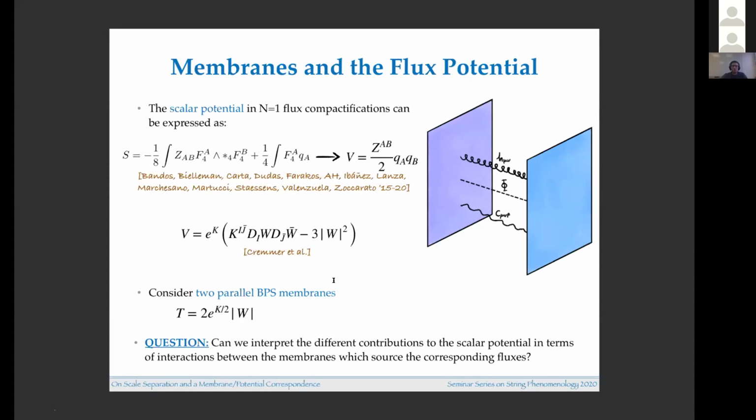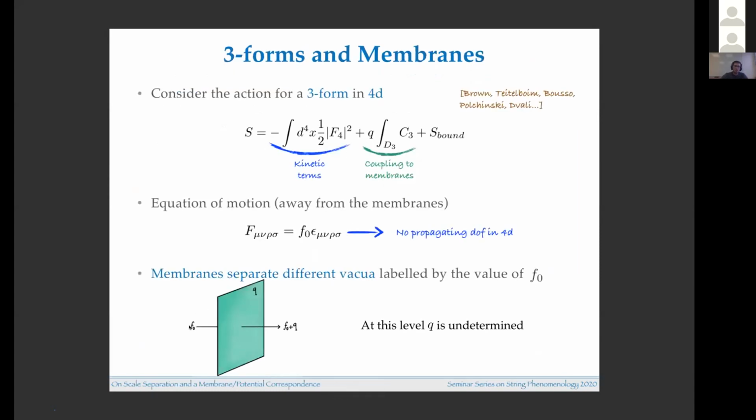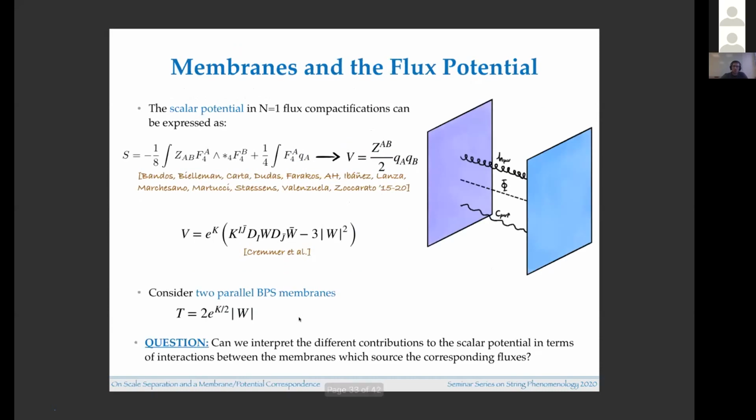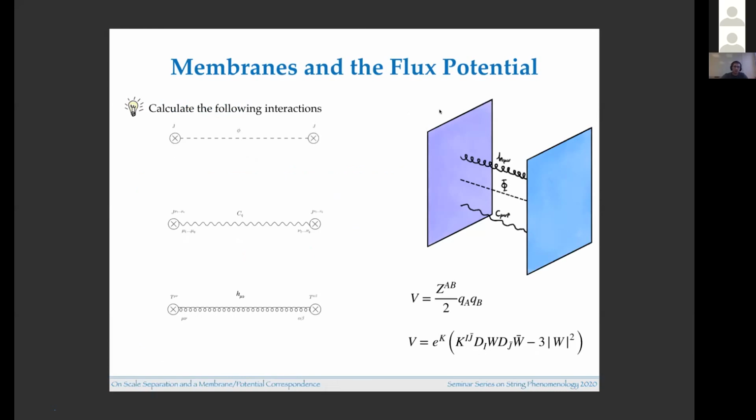And what we can do is to try to consider two membranes which source the whole potential. So basically, this is like in this picture that I was showing here. Imagine we have zero fluxes on one side of the brane, and then all the fluxes are sourced by the charge of the membrane. So if we consider this, the interactions between these two membranes due to gravitons, scalar fields, and 3-forms, to which they naturally couple, as I was saying before, can be encoded at the linearized level in the following Feynman diagrams, if you want.